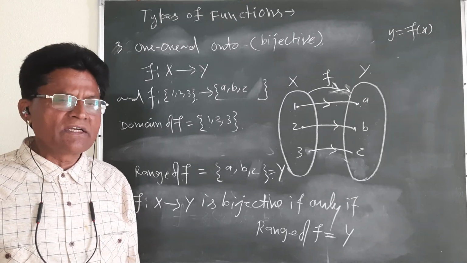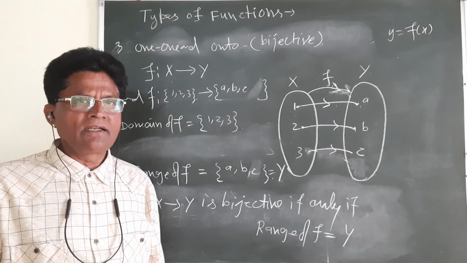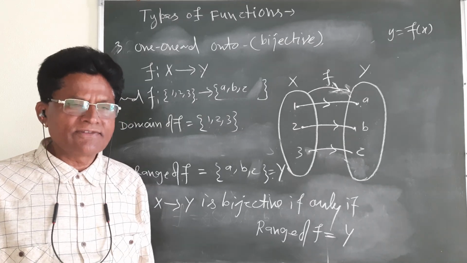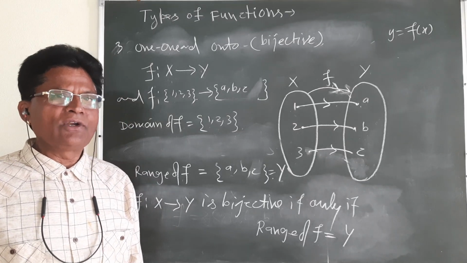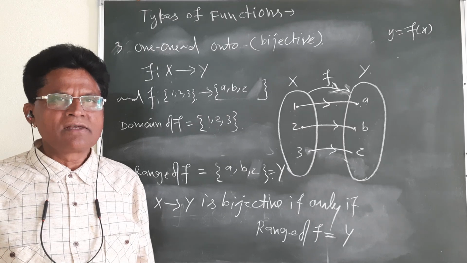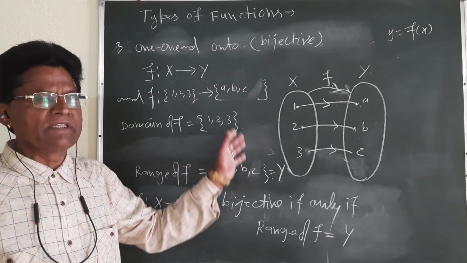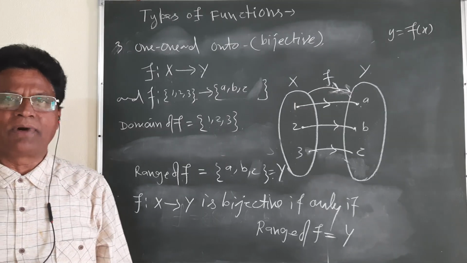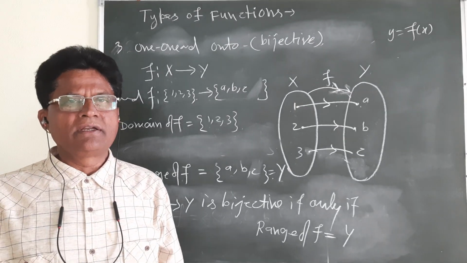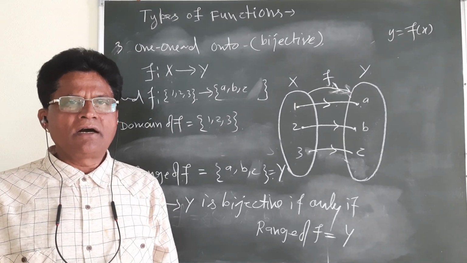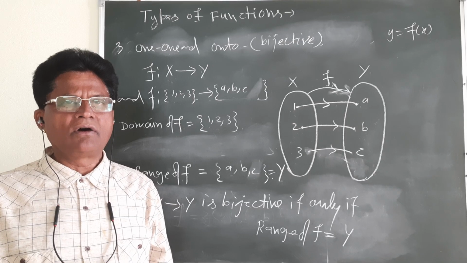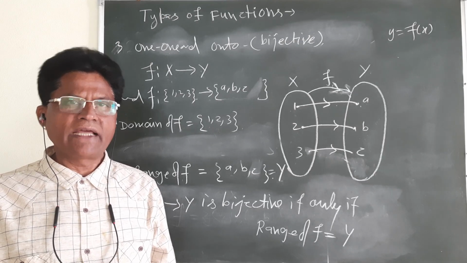I think you understand the 3 types of function I have discussed today. Injective function, 1, 1 function; onto function, surjective function; as well as 1, 1 onto function, which is bijective function. In the next video, I will discuss different types of questions related to these 3 examples. Generally the questions asked in the CBSE examination depend upon the bijective function. Thank you, dear students.